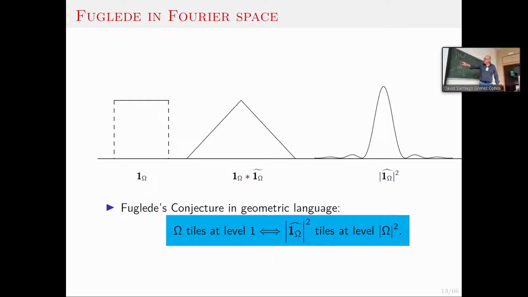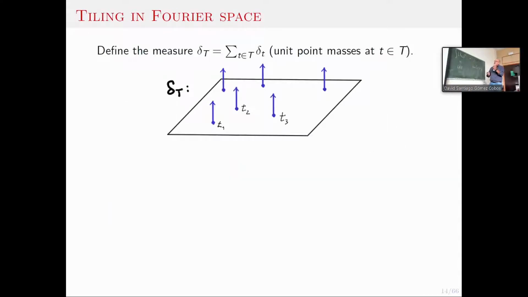Well, because now we have seen this is equivalent to another tiling. Schematically, here is omega, and here is its power spectrum. This guy tiles if and only if this one tiles. This is what Fuglede's conjecture says. The intermediate guy is the Fourier transform of this, which is the convolution of omega with omega reflected. So this is the Fuglede conjecture. We have tiling on both sides. So to understand Fuglede's conjecture, we need to understand tiling.